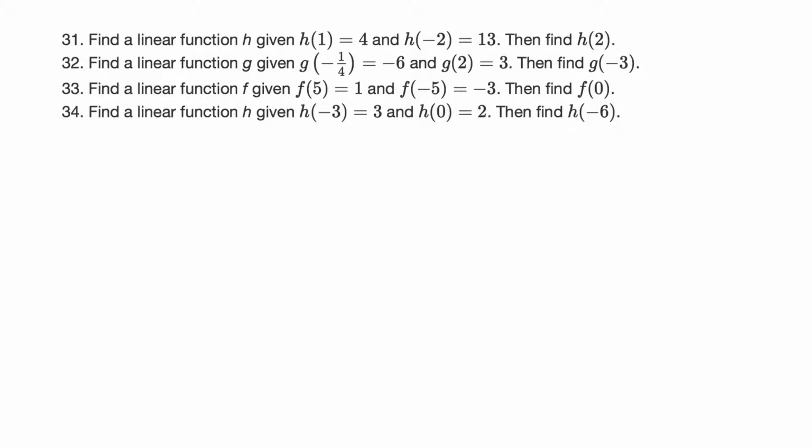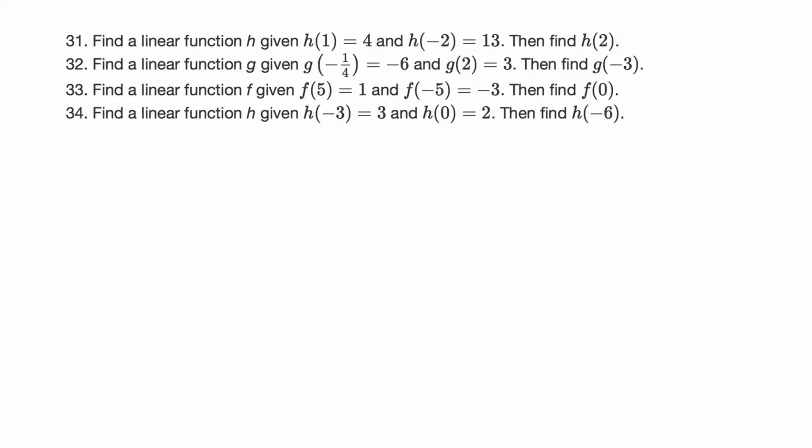Right, in this video, we are asked to find a linear function, h, given that h of 1 is 4 and h of minus 2 is 13. Then after we have to do something else, but this first bit is what we need to work with. So h of 1 is equal to 4 means that if I plug in an x value of 1, I get a y value of 4. In other words, this is a point that's on the line.